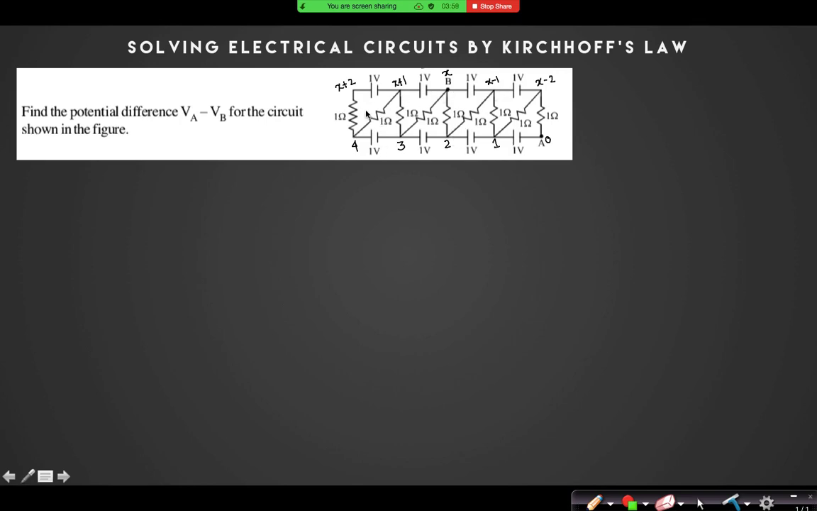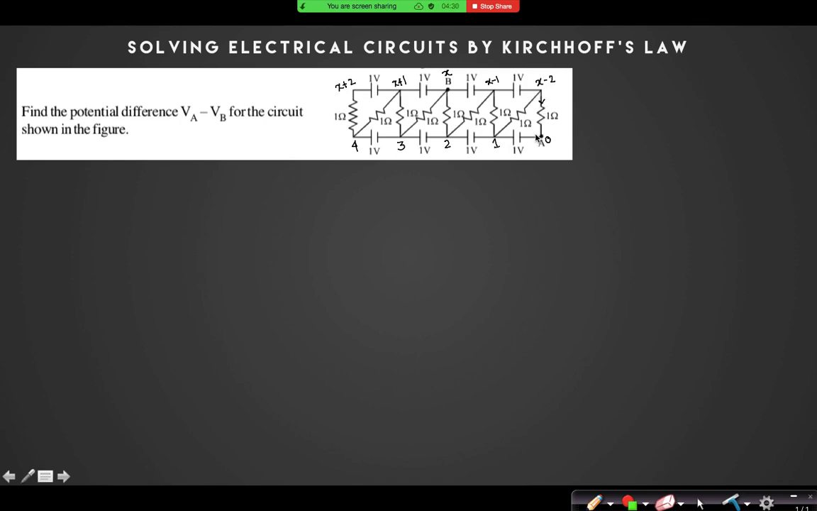Now you can see that for all the resistances I have drawn, the potential between the two ends is defined. Now I can find the current in any of the branches. For example, let us assume this current is in this direction. What should be the value of this current?